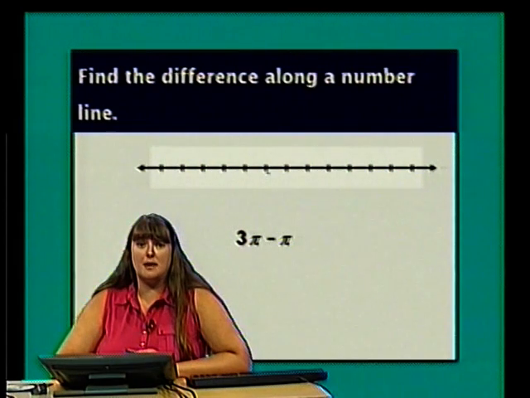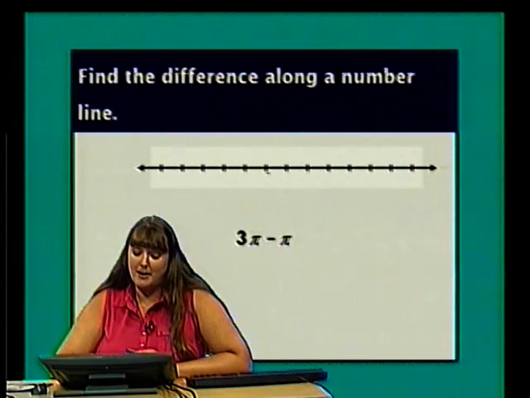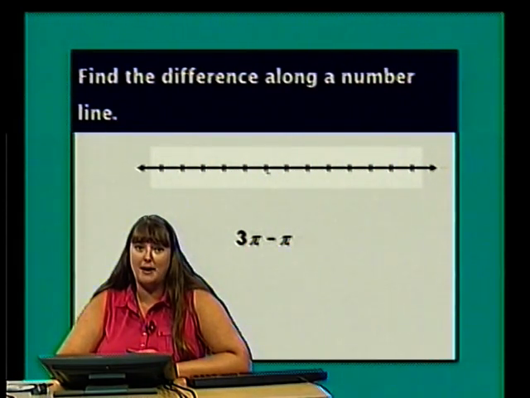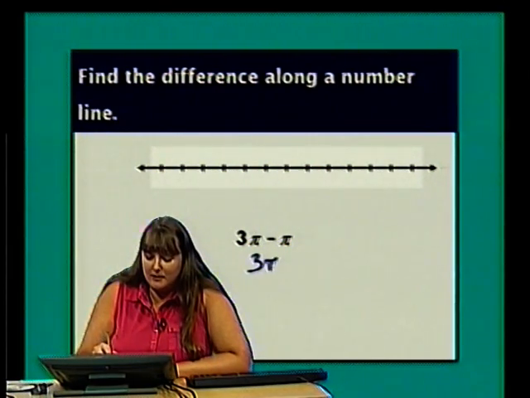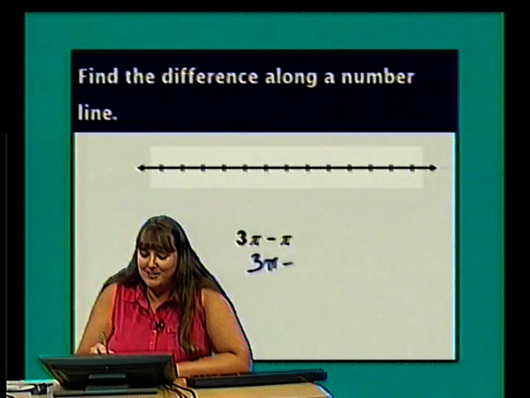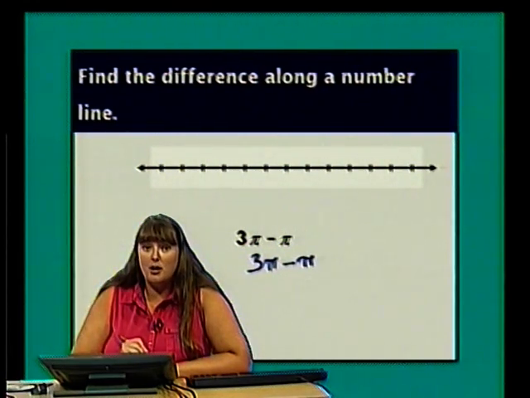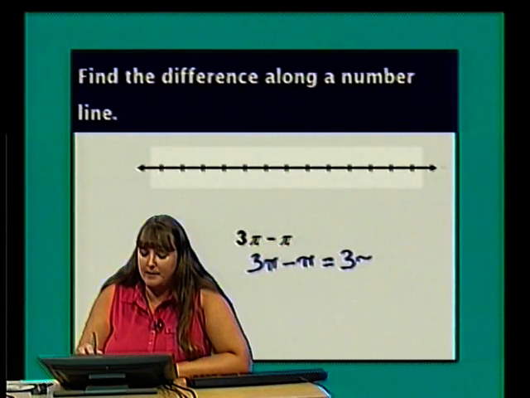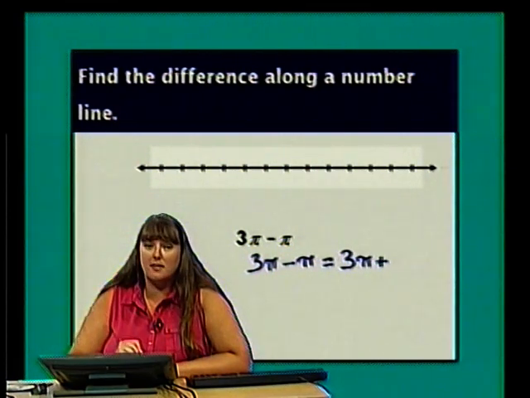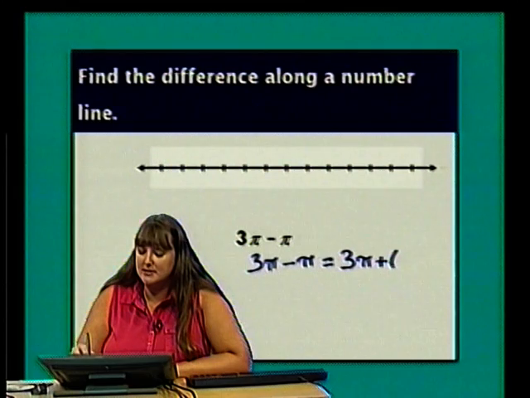Let's look at another example with a number line. Here I want to find 3 pi minus pi. I'm going to start by rewriting this as an addition problem. 3 pi minus pi can also be written as 3 pi plus the opposite of pi, that is plus negative pi.